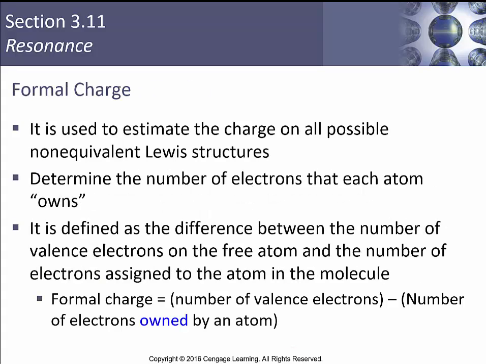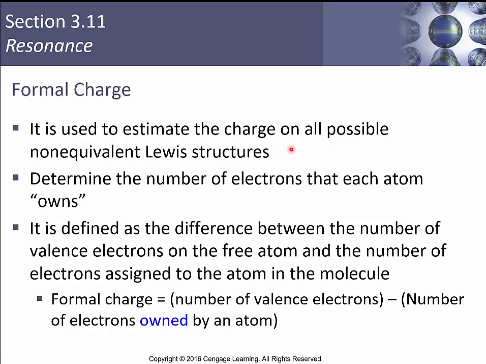Formal charge. All right, so we talked about lots of different resonance structures. We can draw more than one for some molecules. Formal charge is our set of rules for deciding which one is best. Right, so it's used to estimate the overall charge on all possible non-equivalent Lewis structures. So if I've got 3 different ways I can arrange my atoms to make a molecule, which one is going to be the most likely one to occur? We can use formal charge as a way to help figure that out.